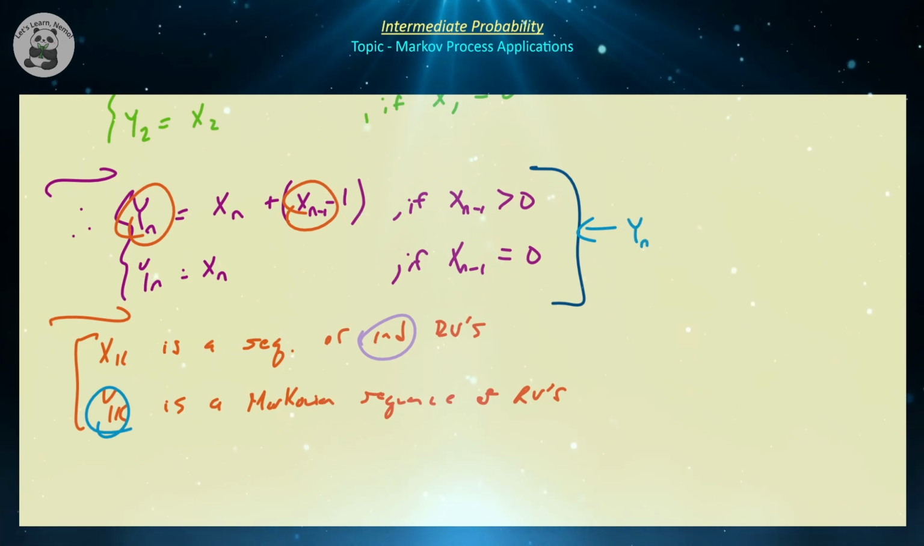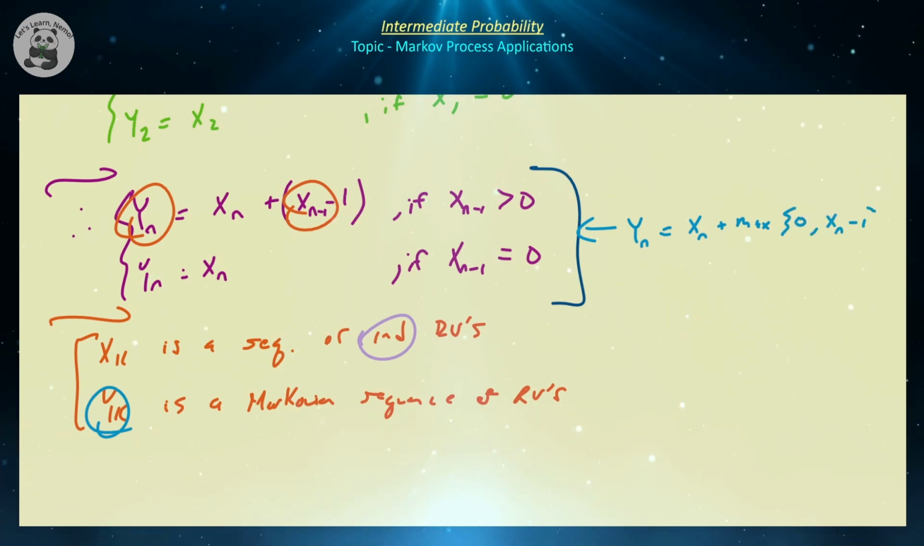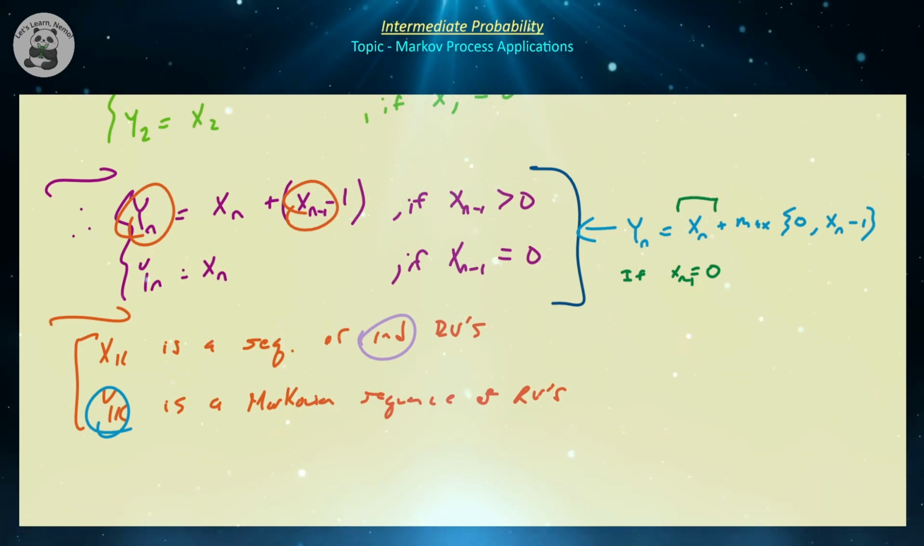That is, you can write this as Y_n is equal to X_n plus the maximum value of 0 and X_{n-1} minus 1. Right? So let's just see if this even makes sense. If X_{n-1} is equal to 0, then what exactly are we going to have here? That means there's no people to subtract 1 from.